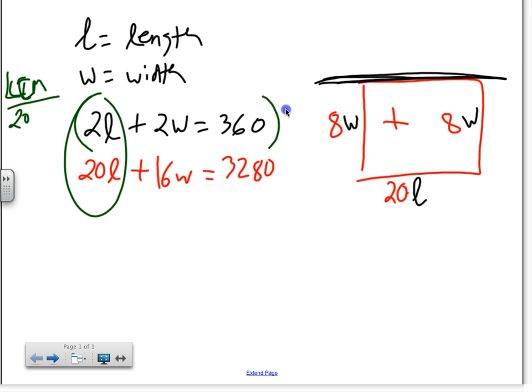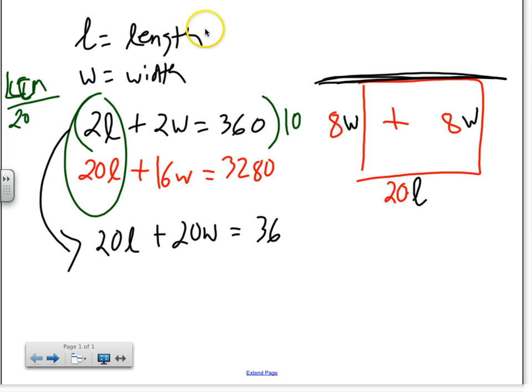So we multiply everything by 10, right? Is that true? Wait, is this the first time we're doing this as well? No, come on. All right, so let's do that. What do you have now, Dylan? You have 20L plus 20W equals 3,600. So now, since we're not changing anything for the red equation, I'm just going to move it down, right?